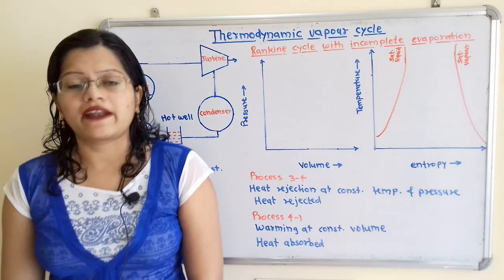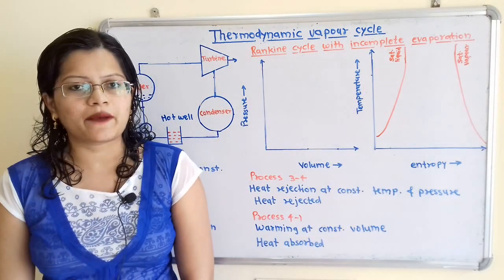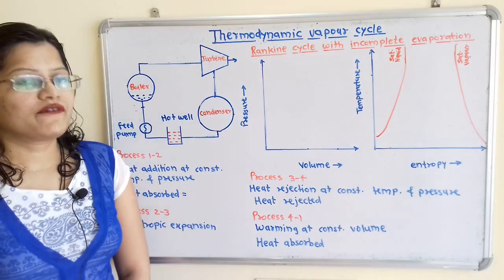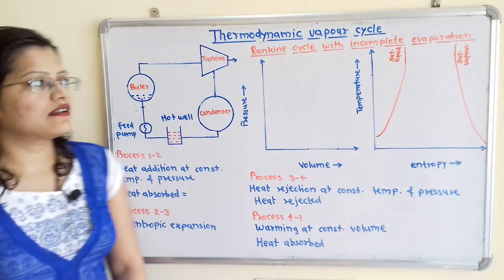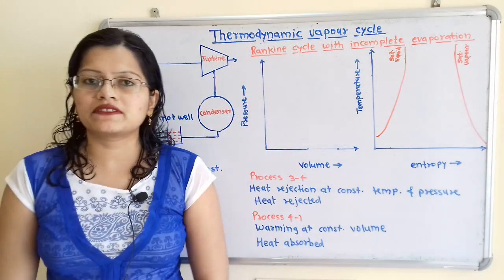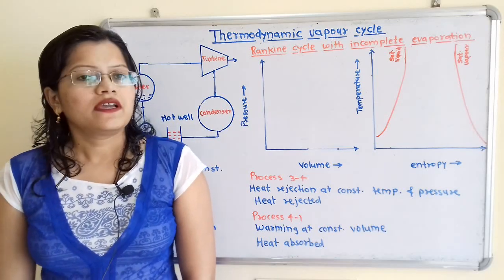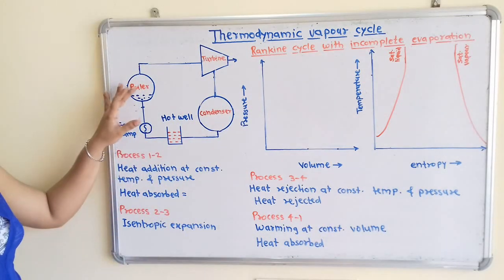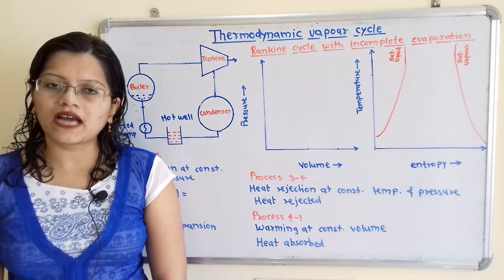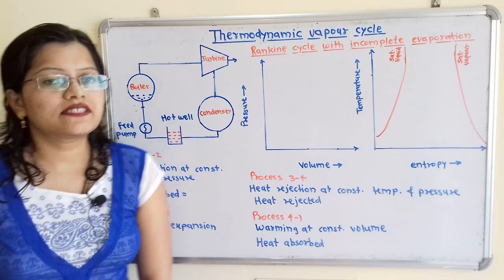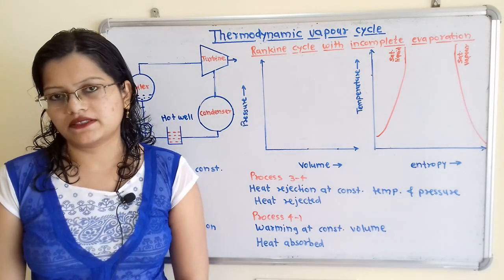Let us understand how to draw pressure, volume and temperature entropy diagram for Rankine cycle with condition incomplete evaporation. As this cycle is known as thermodynamic vapor cycle, steam is used as a working substance. If we observe the diagram, boiler, turbine, condenser and hot well are the four main components through which the steam is passing when the different processes are taking place.